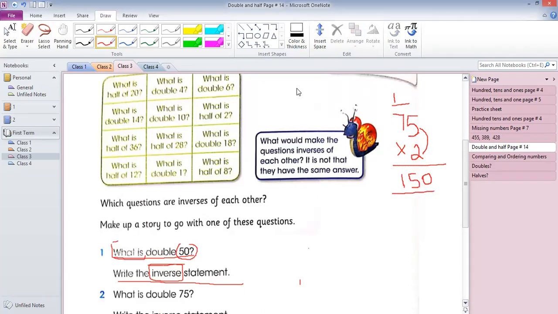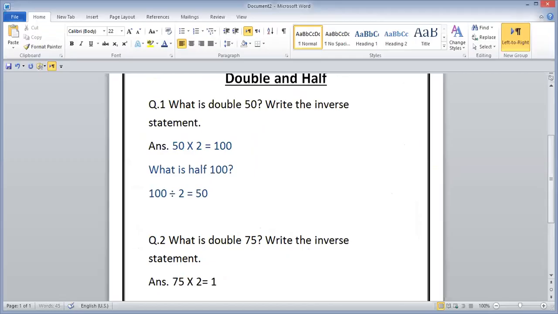Is it clear, guys? Yes, sir. Very good. So 75 multiplied by 2 equals 150. So I will write here 150.